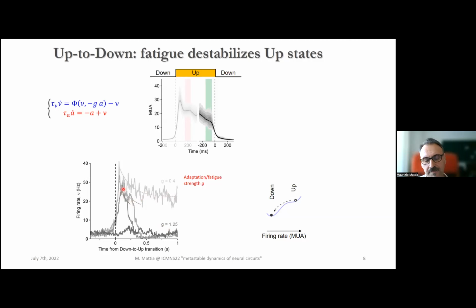This is not the case when you move to a condition in which you have a stronger adaptation. Indeed, the stronger the adaptation, the shorter the up state duration. This additional ingredient leads to a different shaping of the Lyapunov function, in such a way that the up states start to be unstable, and then you have a downhill descent from this valley to the other state.